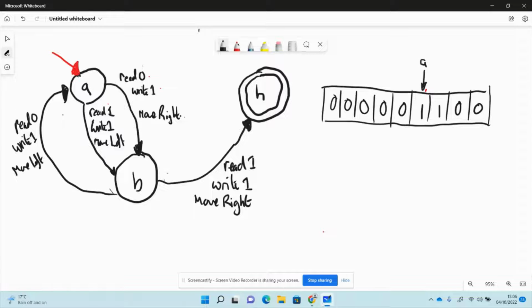And we're now in state A again. So we're in state A, we read 1, we write 1, and we move left. So we've read 1, we write 1 again, so we keep the 1 there, and move left. We're in state B. So we're now just here. We're in state B, we read 0, we write 1, and we move left.